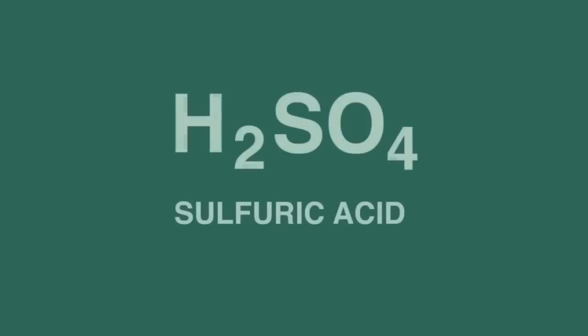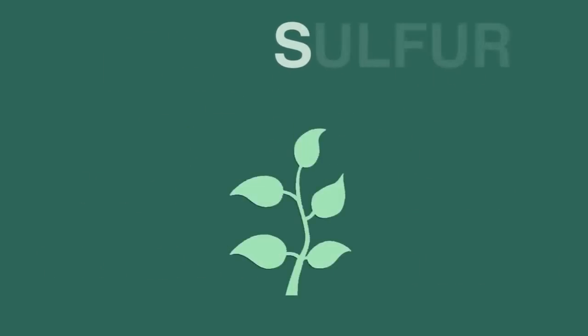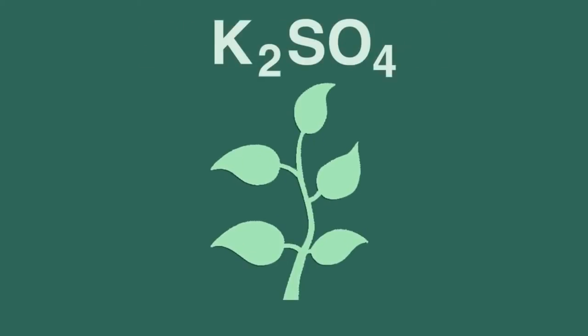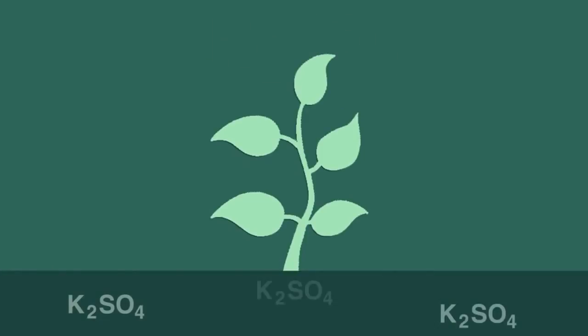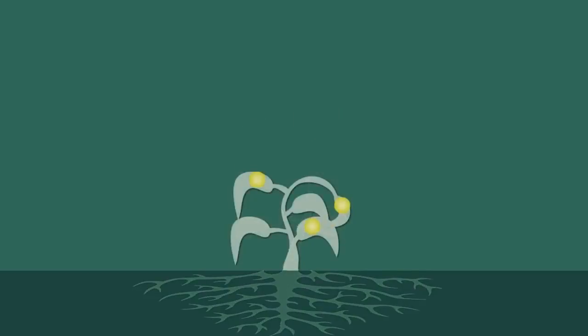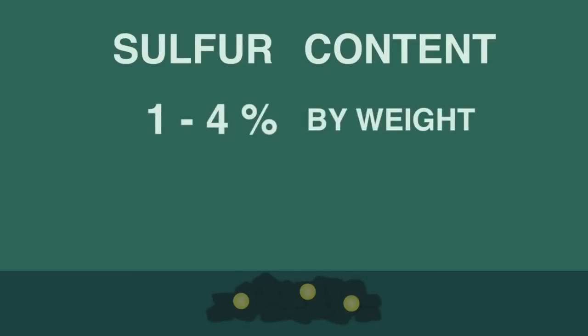We'll consider sulfuric acid first. Plants need a little sulfur to grow. They obtain it from sulfates, for example potassium sulfate, found naturally in the soil. The sulfates are taken up by the plant's roots, and sulfur atoms become bonded to carbon atoms in the leaves' proteins. When plants die, and eventually form coal and oil over millions of years, these sulfur atoms remain bonded to the carbon atoms. The sulfur content of coal and oil is usually between 1 and 4% by weight.